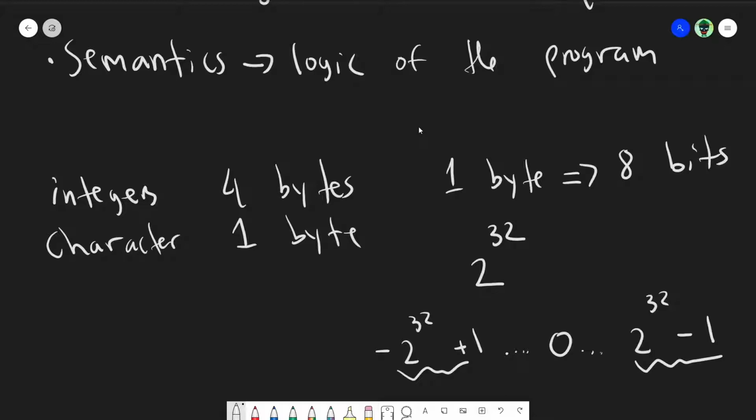So integers can store pretty big numbers. Now, it's not that big. If you go into giant numbers, this is not going to be big enough, but it's going to work for most of our assignments.